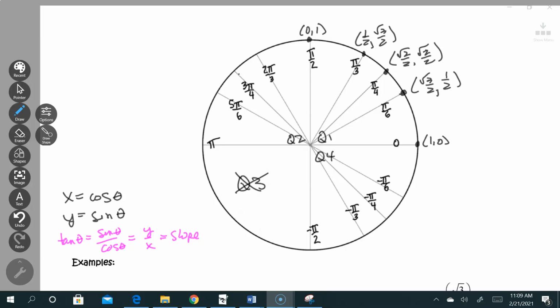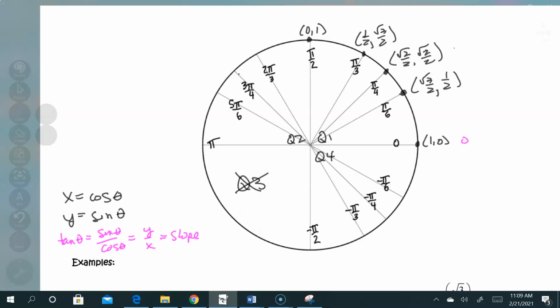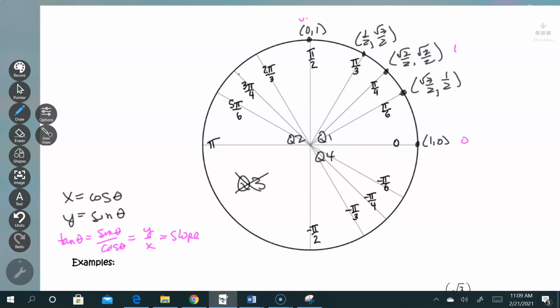So I'm going to do the same thing for tangent. I'm going to do it in pink. So tangent is sine over cosine, or y over x, which is the slope. So these slopes here are 0. This one in the middle is 1. This one over here at the top is undefined. In the middle here, this is 1 over radical 3, or radical 3 over 3. And this one here is just radical 3. I haven't done the other quadrants yet. I will in a second.